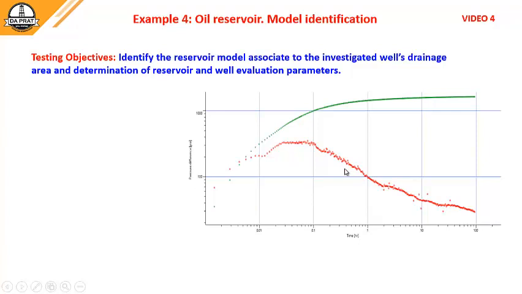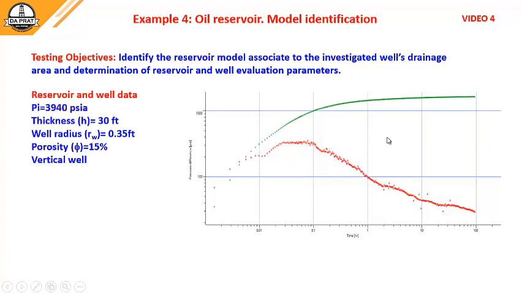This example is quite an interesting one because the pressure data quality, as we can see from here, is not, let's say, a good quality, but we'll try to do our best to model it. So here the objectives are to identify the reservoir model associated with the investigated well's drainage area and the determination of reservoir and well evaluation parameters, which is basically quite a common objective.